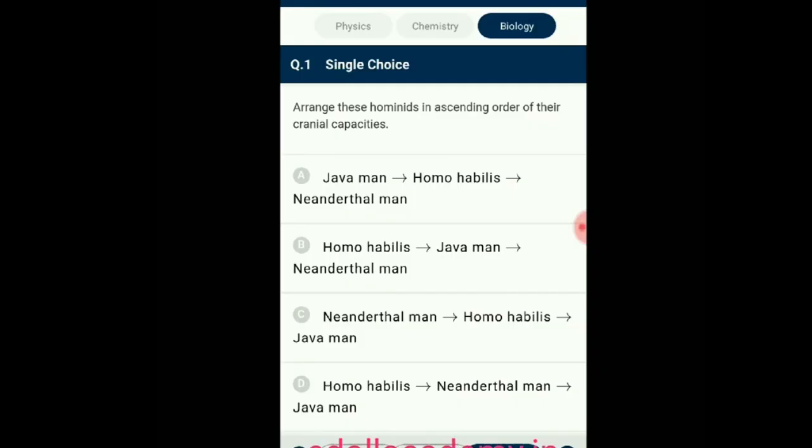Question number 1. Arrange these hominids in ascending order of their cranial capacities. The first hominid was called Homo habilis and his cranial capacity was between 650 and 800 cc. Homo erectus, whose fossils were discovered in Java, had a large brain with a cranial capacity of around 900 cc. The Neanderthal man had a cranial capacity of 1400 cc and lived near East and Central Asia. So the answer for this question is option B: Homo habilis, Java man and Neanderthal man. So the correct option is B.